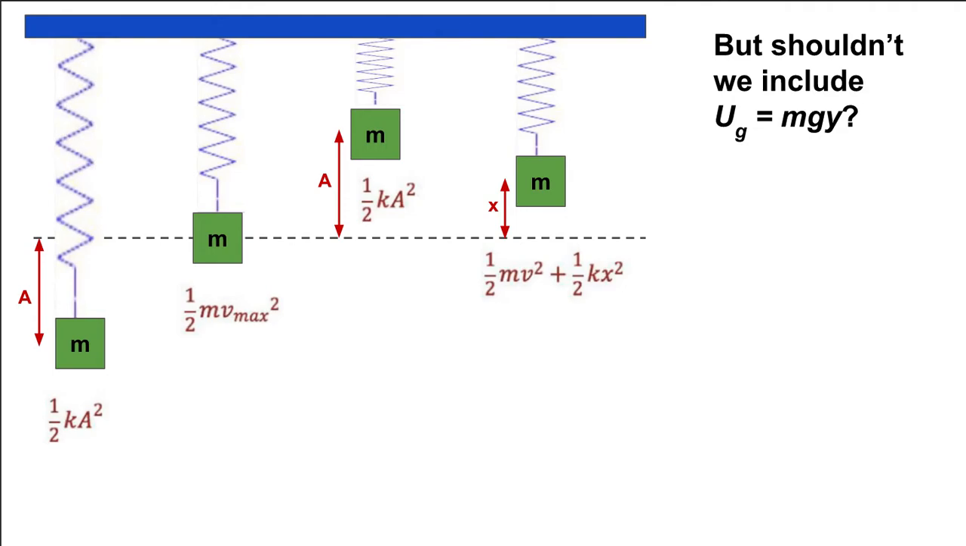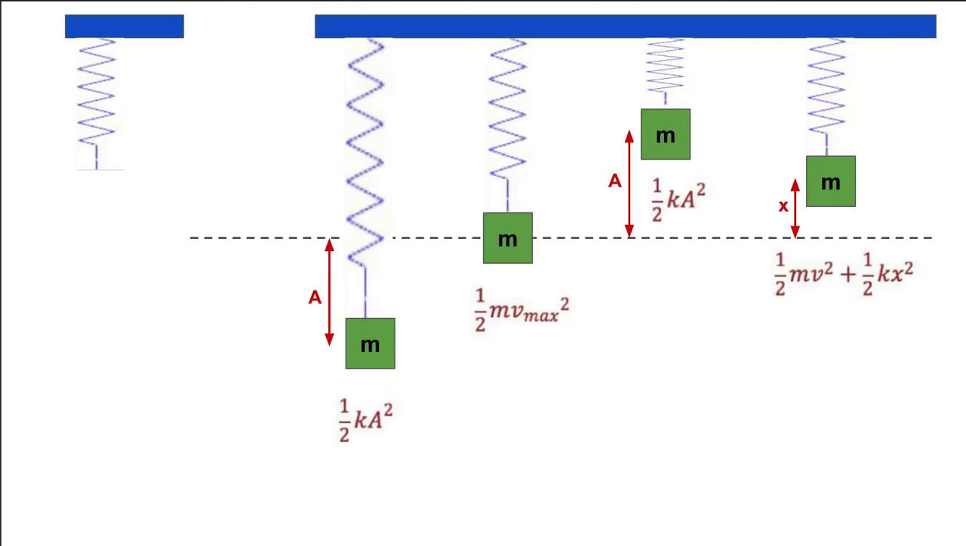But maybe you're thinking, well, when it's vertical, shouldn't we include gravitational potential energy? Shouldn't we include mgy? It turns out that in nearly all situations, we are able to ignore this. And I'm just going to prove that to you looking through some algebra here. You won't be asked to redo this sort of algebra again. It's just mainly to prove that it's fine to make this assumption.